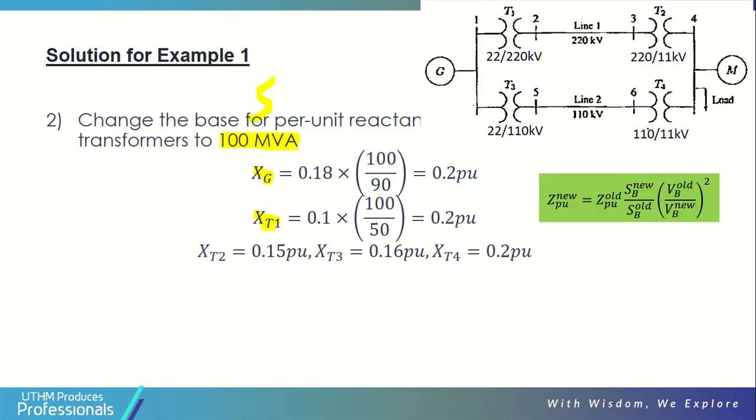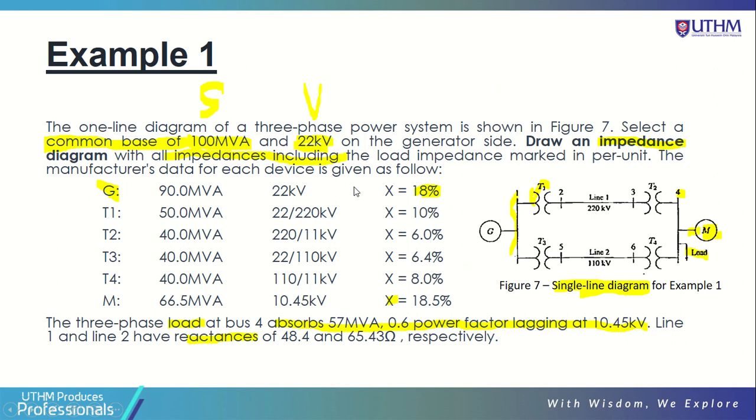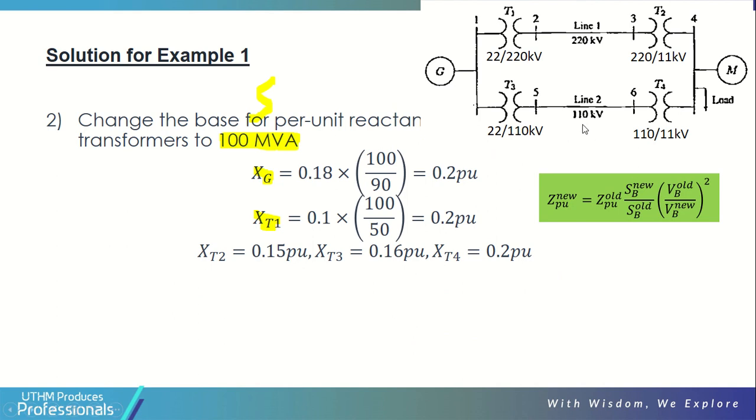So we convert to the common base: 0.18 times S base new equal to 100 MVA divided by 90 MVA. This 90 MVA is S old, the old base value of the generator. Then times V base old divided by V base new. In this case, V base old equals V base new, which is 22 kilovolt. 22 kilovolt divided by 20 kilovolt equals 1, and 1 squared equals 1, so that's why we didn't write it here. So it equals 0.2 per unit.